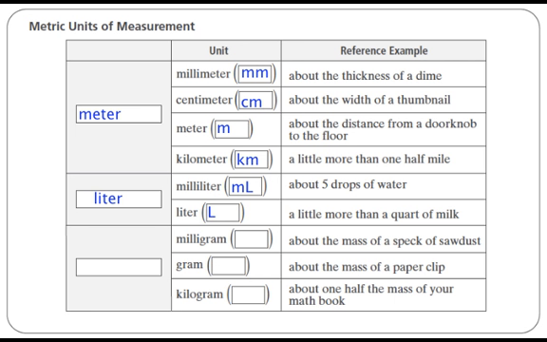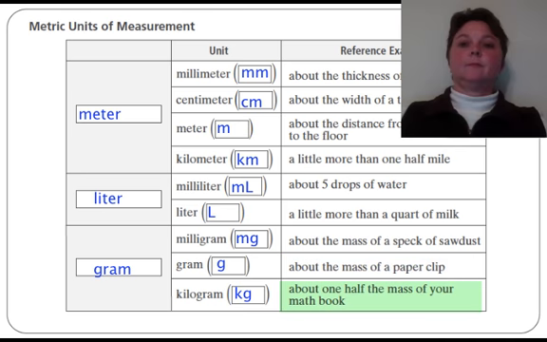And to find the mass of something, our basic unit is gram. Now we have 3 smaller units that we talk about. We have milligram, which is about the mass of a speck of sawdust. A gram is about the mass of a paperclip. And a kilogram is 1/2 the mass of your math book.